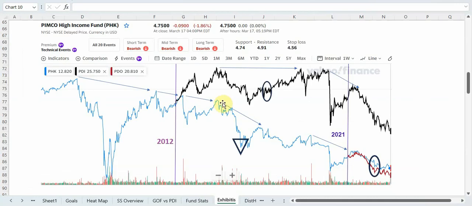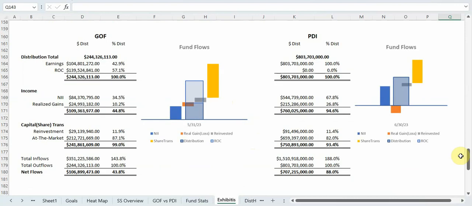And number three, if your fund goes into the next major downturn, market crash or correction, before it recovered from the previous major downturn, there's a very good likelihood that when it comes out of that downturn, it won't recover to the previous high when it went into that downturn. Okay, that's going to wrap up this video. And as far as GOF versus PDI is concerned, for all the reasons stated in this video, and feel free to disagree, but the edge has to go to GOF.